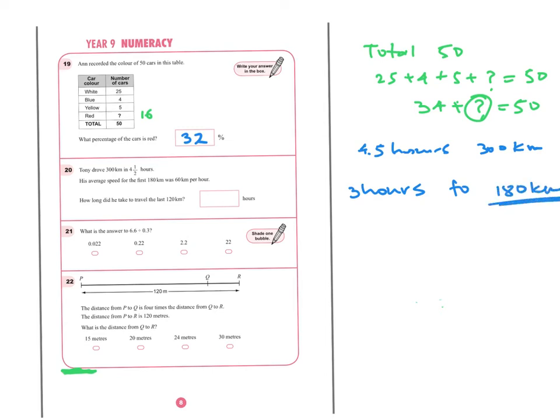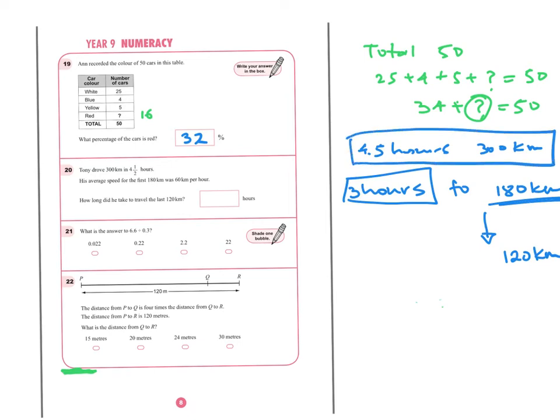kilometers. So in order to reach 300 kilometers, from 180 to 300, you still have 120 kilometers. And what is the time left? So he has already used 3 hours, and the information given at the beginning was 4.5 hours. So therefore, it's gonna take him 1.5 hours to travel the last 120 kilometers. So it's 1.5 hours.